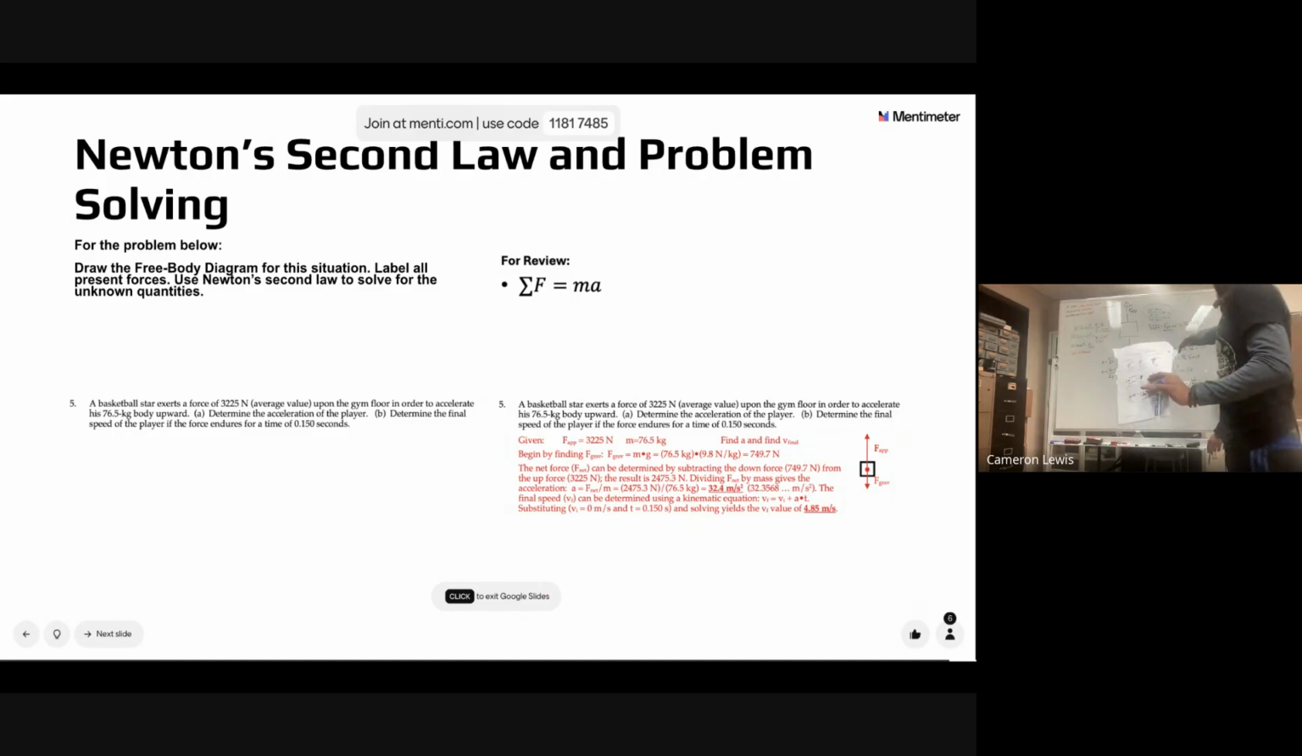You said you weigh how much? I weigh this much. And think about it. If you weigh that much, do you have to put the same amount of force or more force to get off the ground? If I weigh 749.7, I have to put more force.